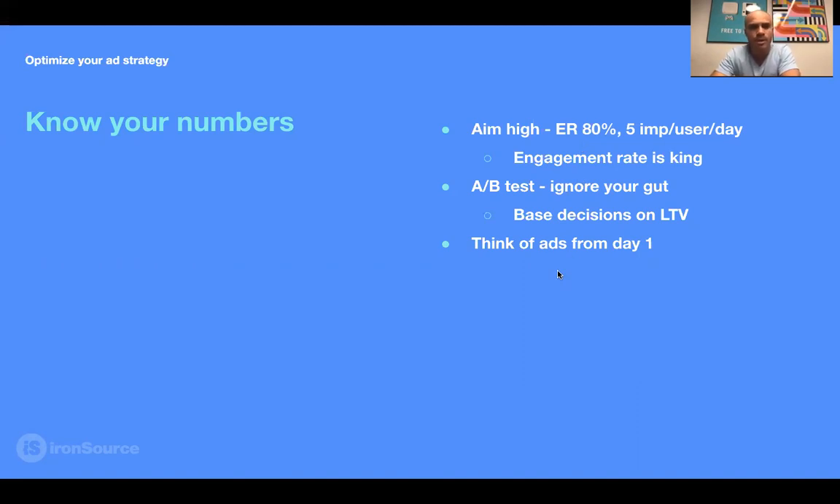And the last point is think of ads from day one. When you are designing your game, think of ads. When you want to fix something in your game, think about rewarded video overall as an optional tool as well to fix any retention issues in your game.